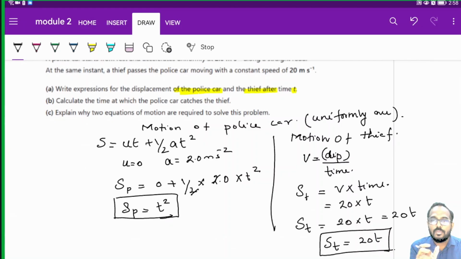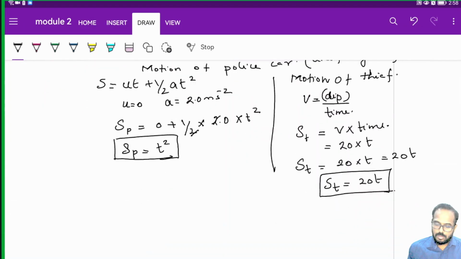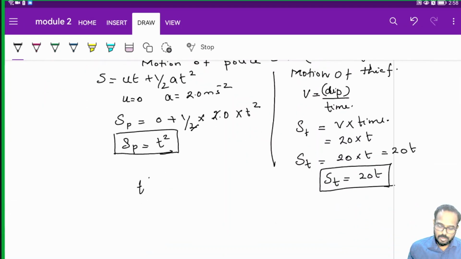The displacement of the car and the thief is the same, right? You can equate this one. So t square equal to 20t. How are you writing it?